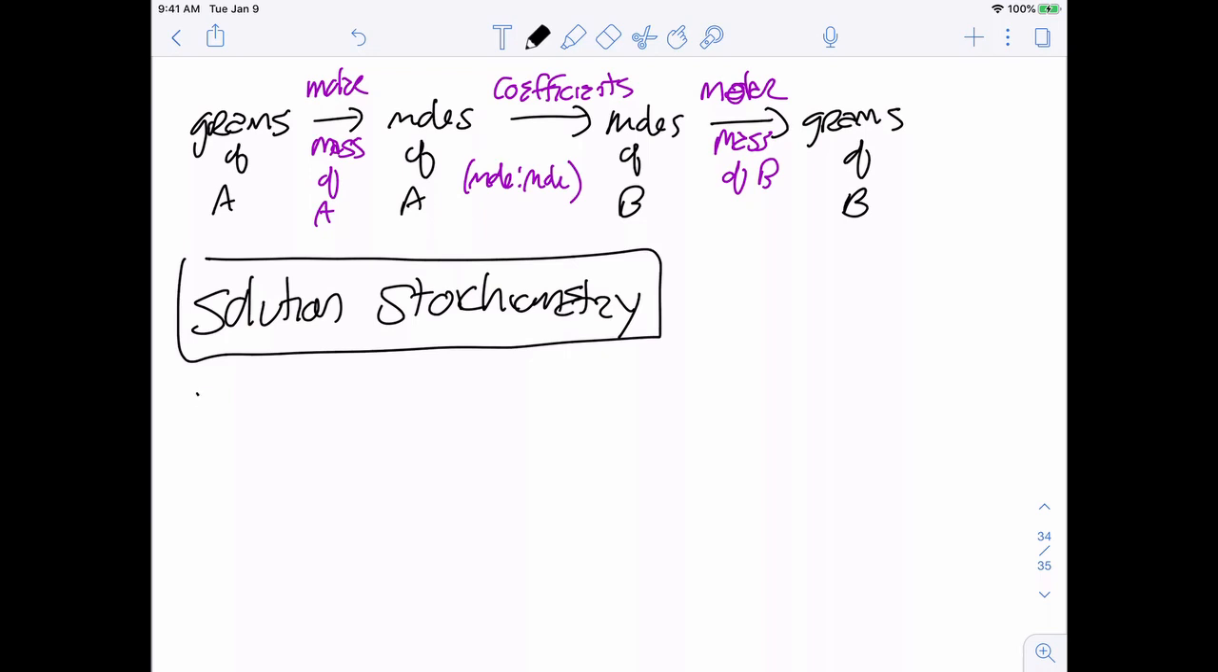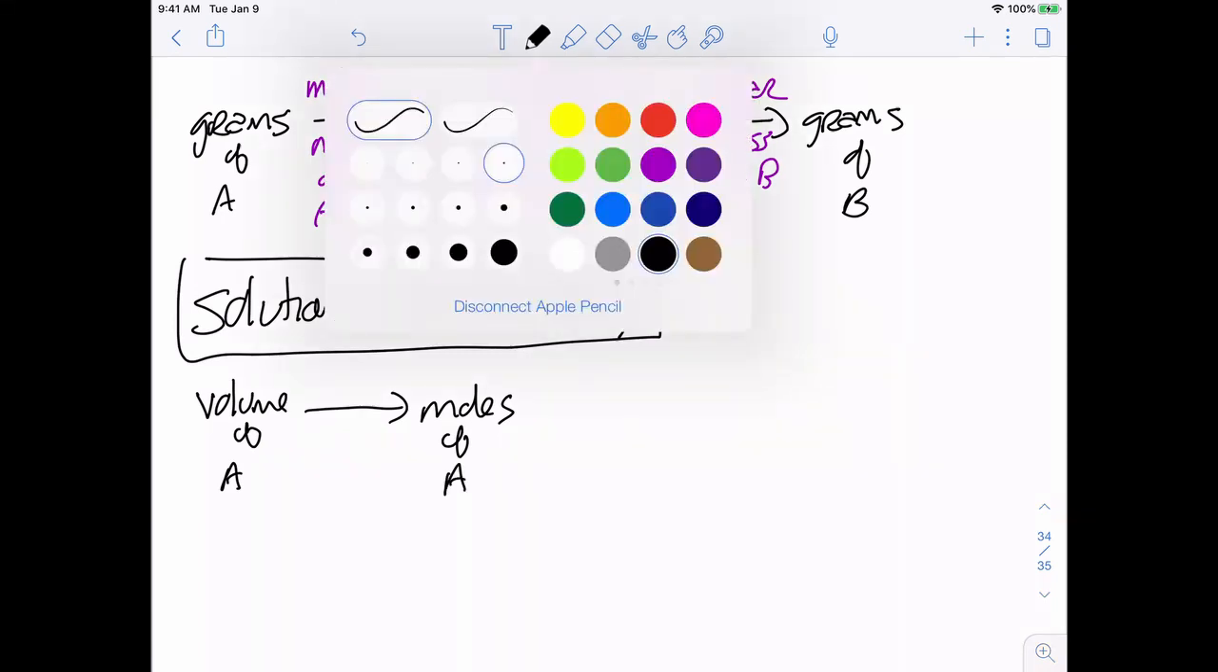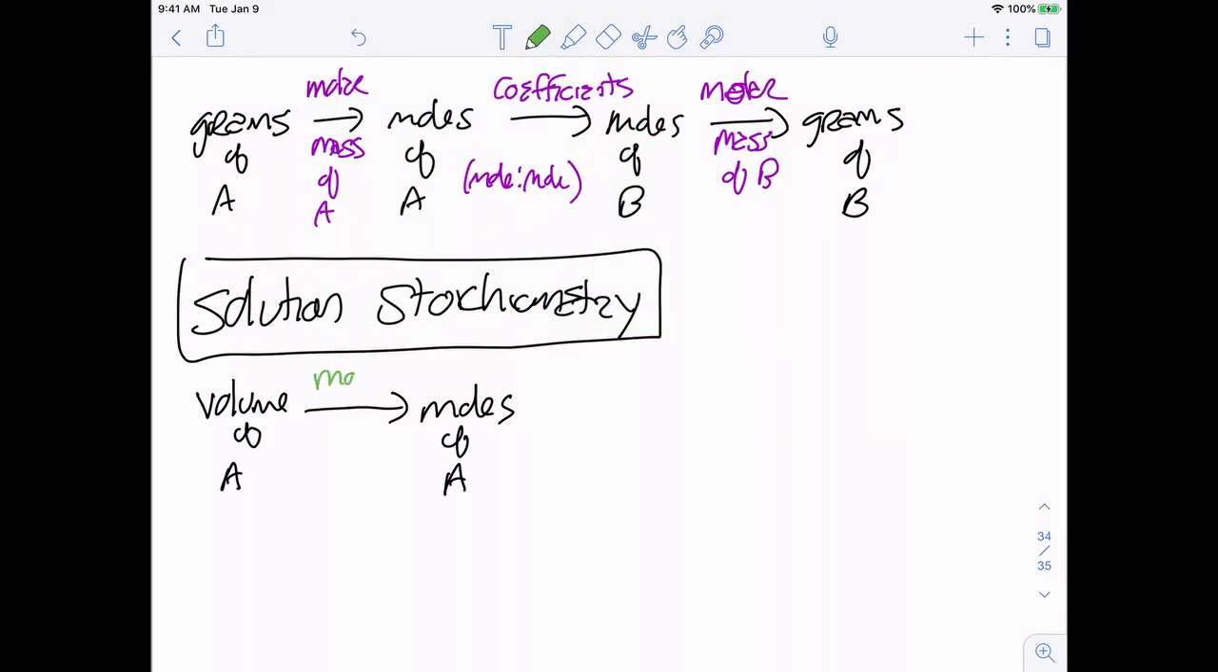What we're doing here is we're going to start out with volume of A, and then we're going to convert it to moles. Remember, anytime you're going from one substance to another, it needs to be in terms of moles. To do that, we're using the molarity of A. Molarity, capital M, is moles per liter, so we can use it to convert between those two things. Anytime you have something over something, it can be used to convert between those two somethings.